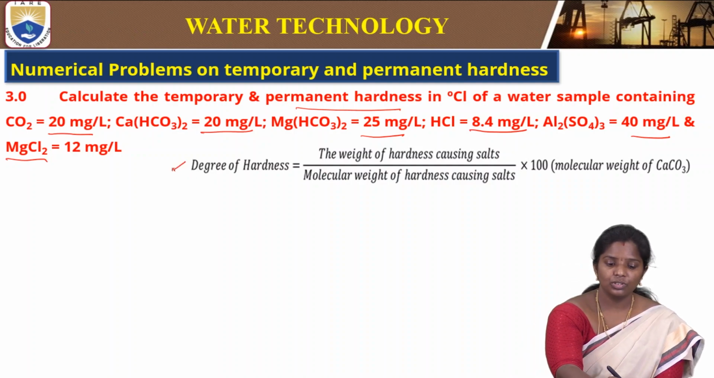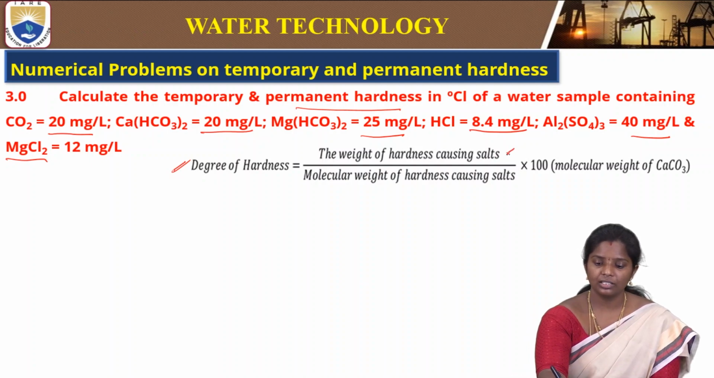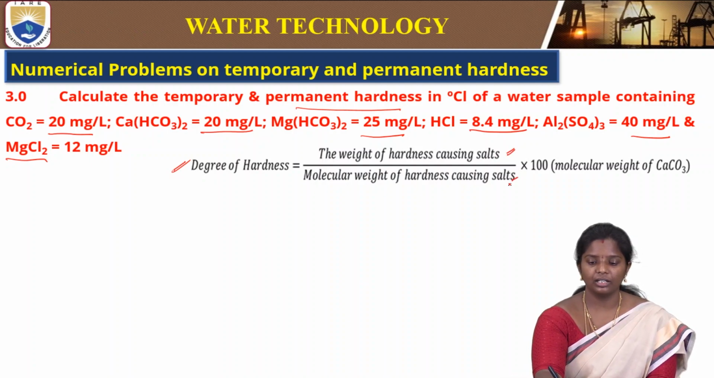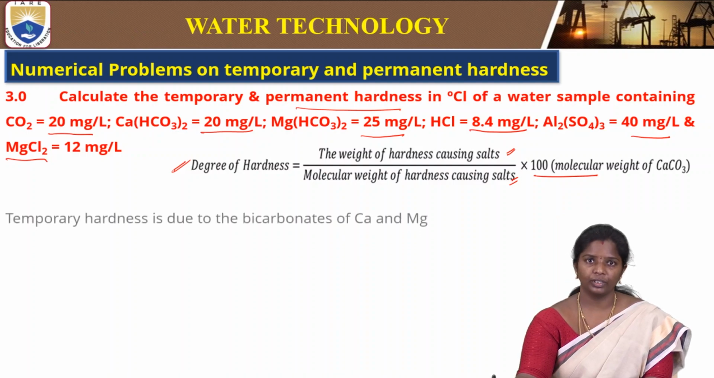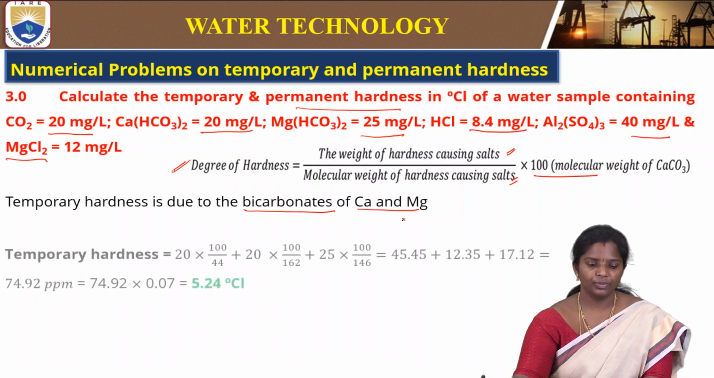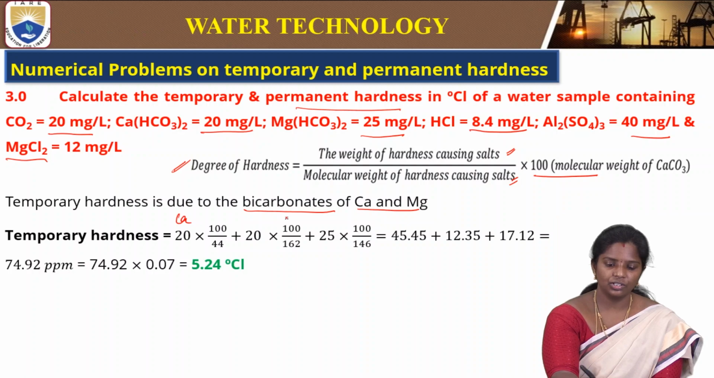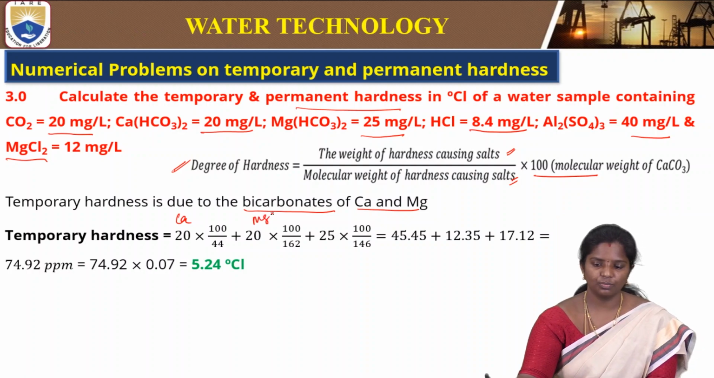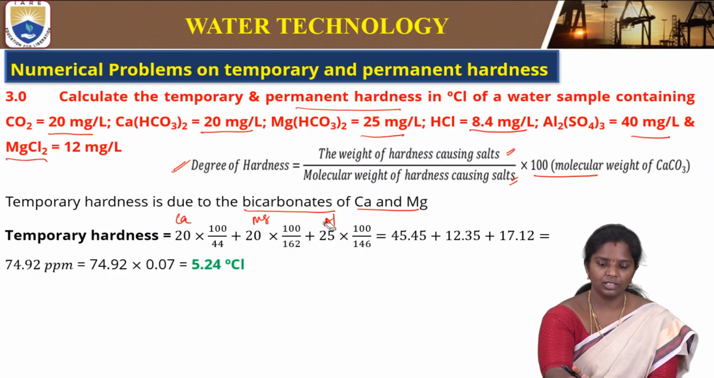So now we will be using this formula. Degree of hardness is equal to weight of the hardness causing salt by molecular weight of the hardness causing salt into 100, where 100 is the molecular weight of calcium carbonate, to express it in equivalence of calcium carbonate. So temporary hardness is due to the bicarbonates of calcium and magnesium. We will be substituting the values here. This is for calcium, this is the magnesium ions that is present, and the aluminium ions that is also present here.